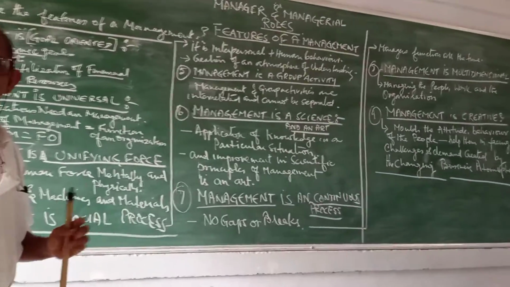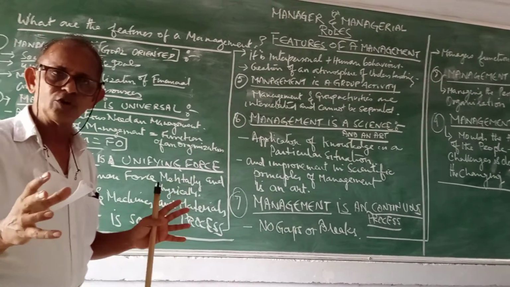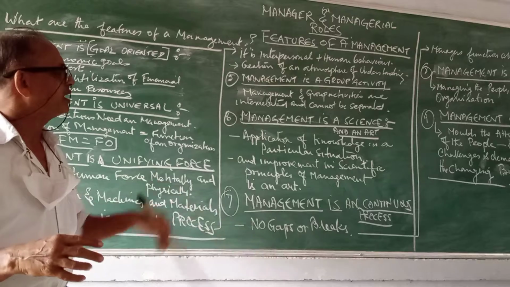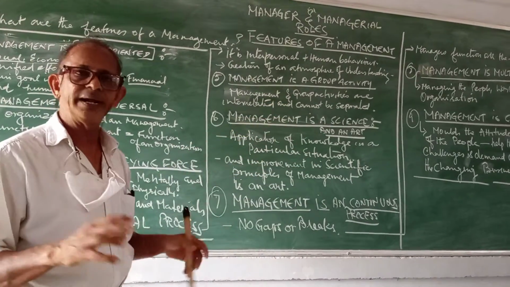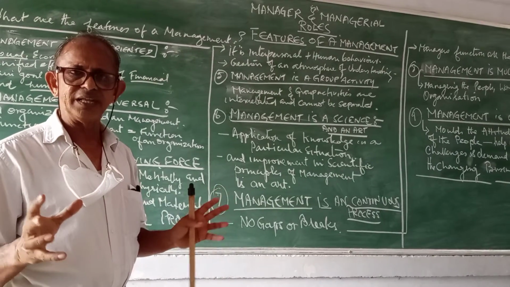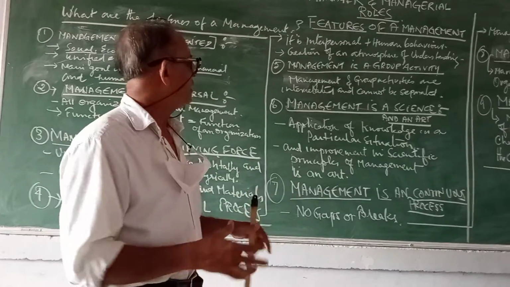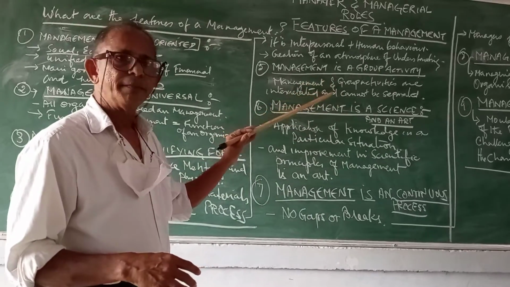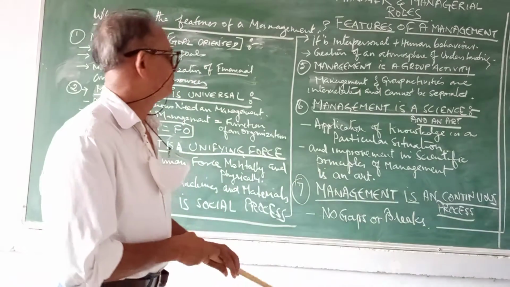The fifth point, management is a group activity. See, no activity in a management can be done separately. It has to be done in a group. That is why it is said that management and group activities are interlinked and cannot be separated. So, any activity that goes on in an organization is a combined effort of the management and the group that is functioning in the organization.